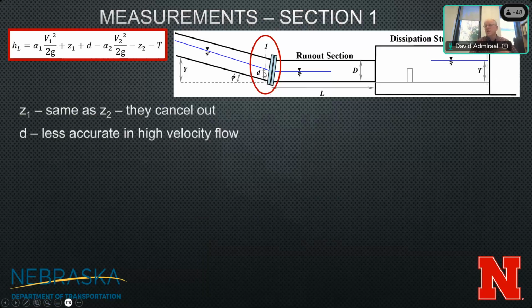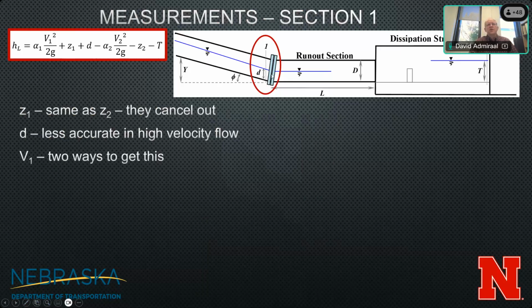And unfortunately, this is less accurate to measure in a high velocity flow because the depths are much smaller. And so it's one of the places where we've been working to try to improve the measurements of this D value. And there are other ways to calculate D indirectly. And so we do apply some of these to see what works best.